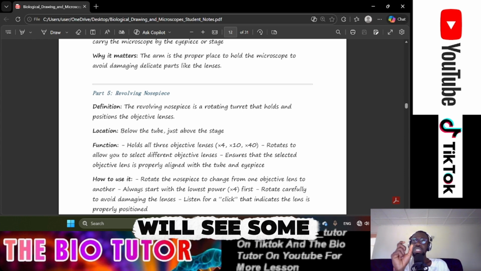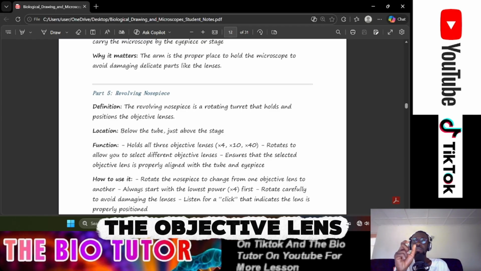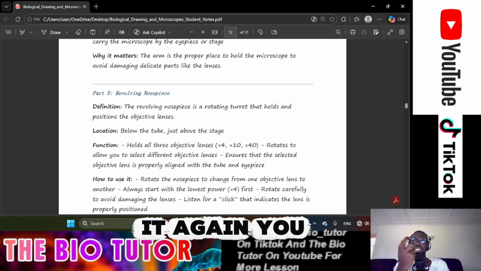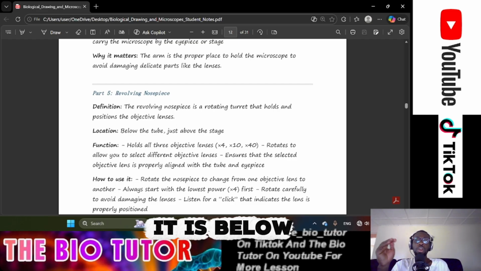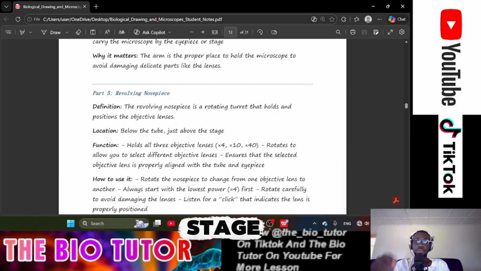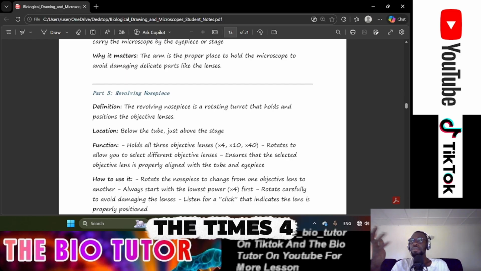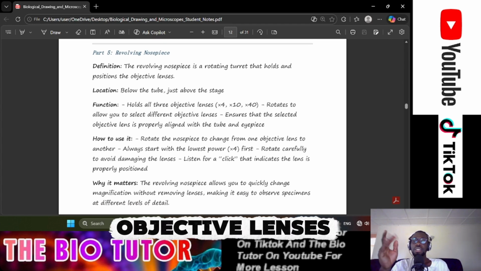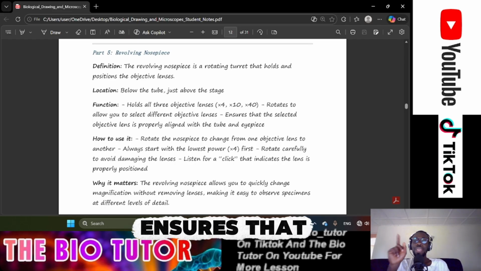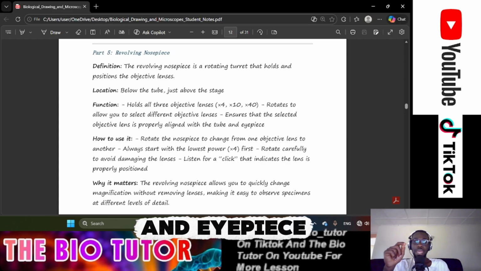When we turn it, we will hear a click sound, meaning that the objective lens has been changed. When you turn it again, you will hear a click, telling you that the objective lens has changed. Now, its location is below the tube, just above the stage. It holds all 3 objective lenses, the x4, the x10, and the x40. It rotates to allow you to select different objective lenses, and it ensures that the selected objective lens is properly aligned to the tube and eyepiece.